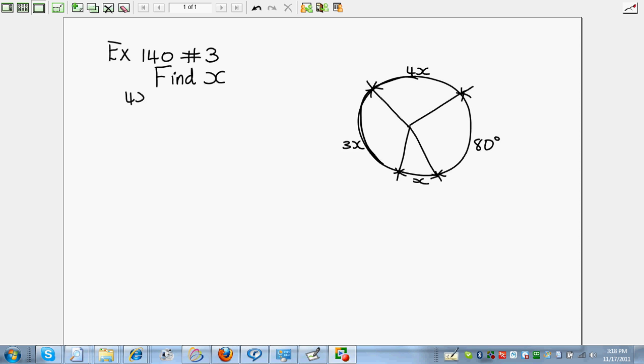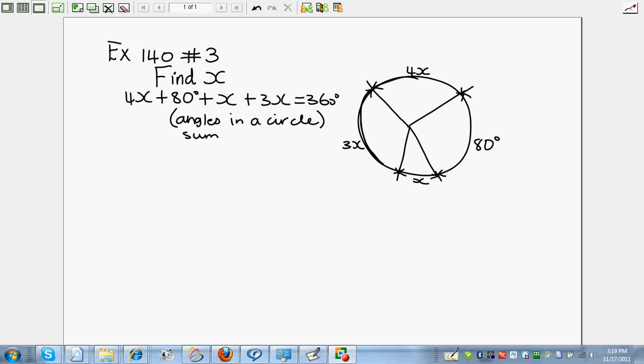360 degrees. So what we would say is 4x plus 80 degrees plus x plus 3x will be equal to 360 degrees. And we put the reason as angles in a circle. Right? Angles in a circle. And we know that they sum up to 360 degrees. Okay, so that's really the reason for that.